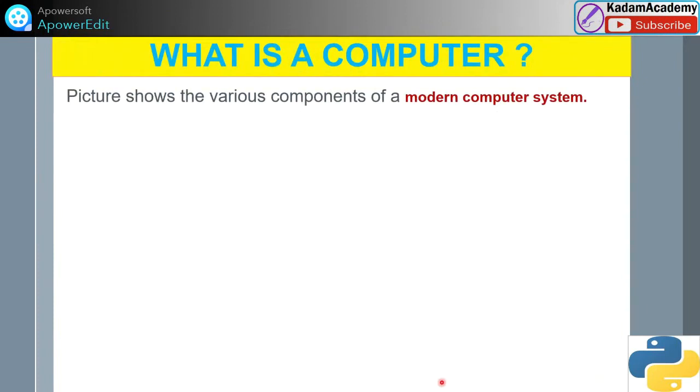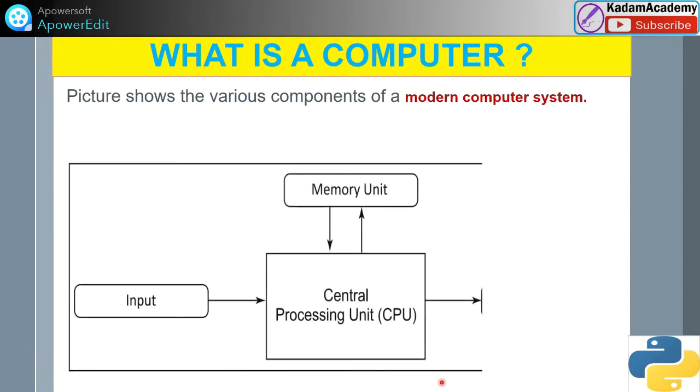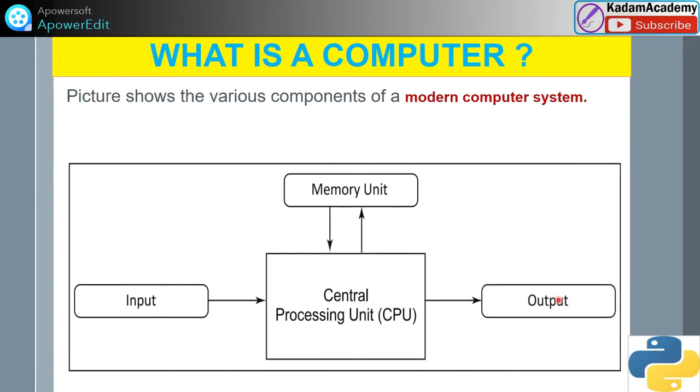Friends, what is a computer? We have to learn. The picture shows the various components of a modern computer system. First are the input devices, second is the central processing unit, called the CPU, with the memory unit, and the last one is the output. These are the total devices for the computer.